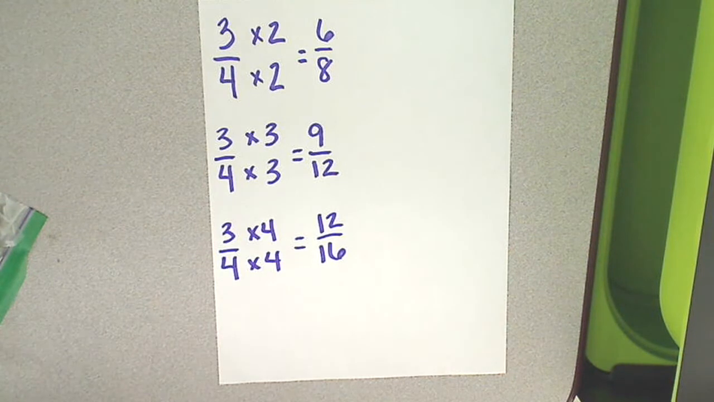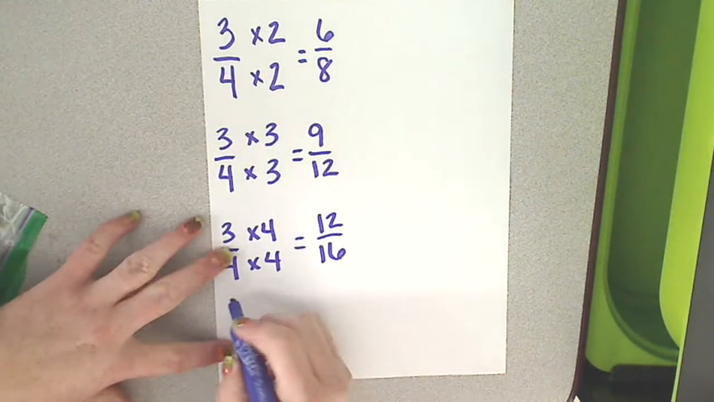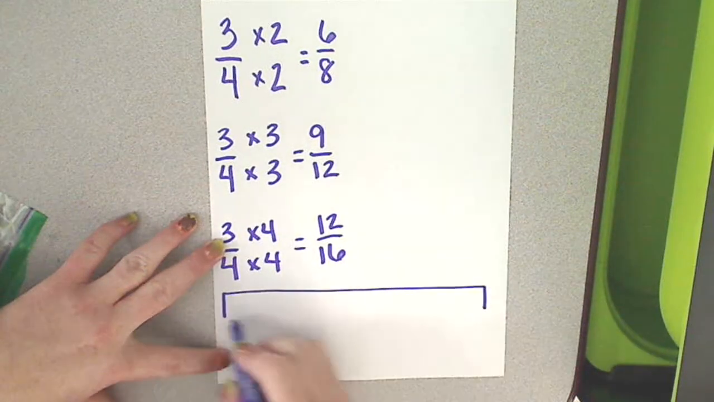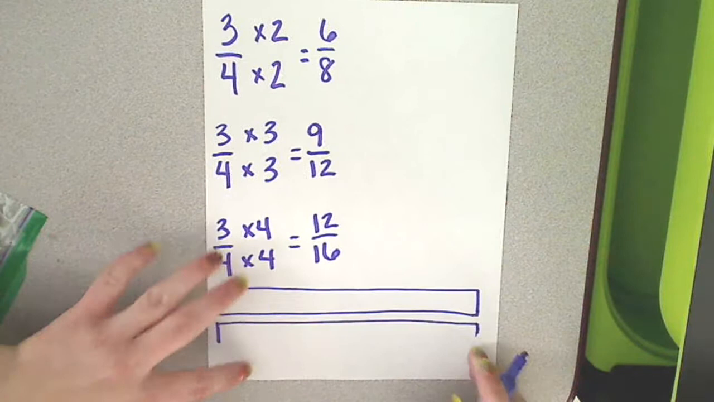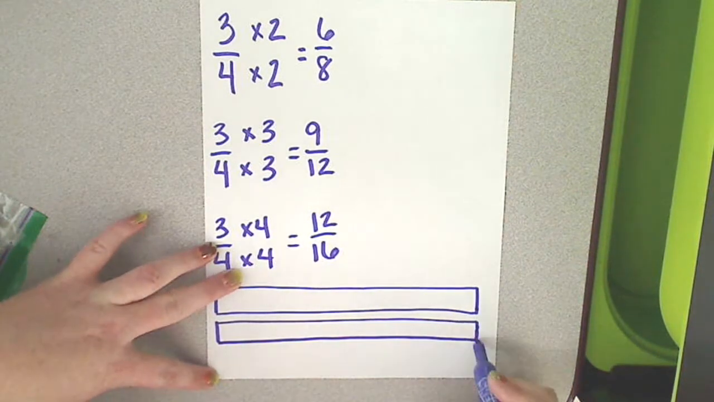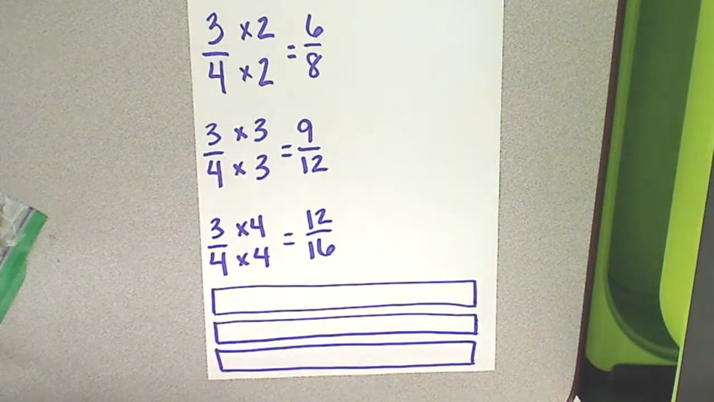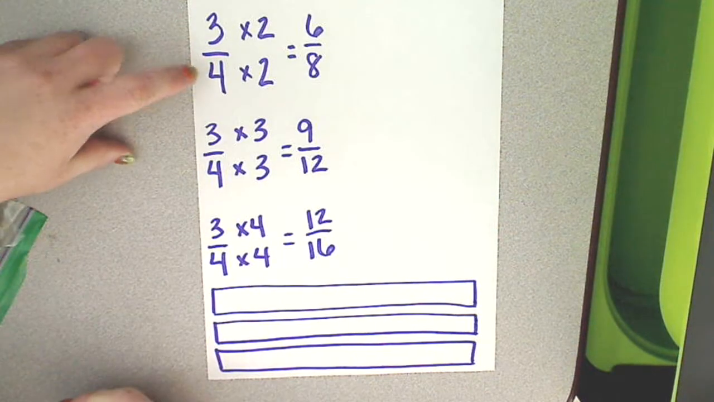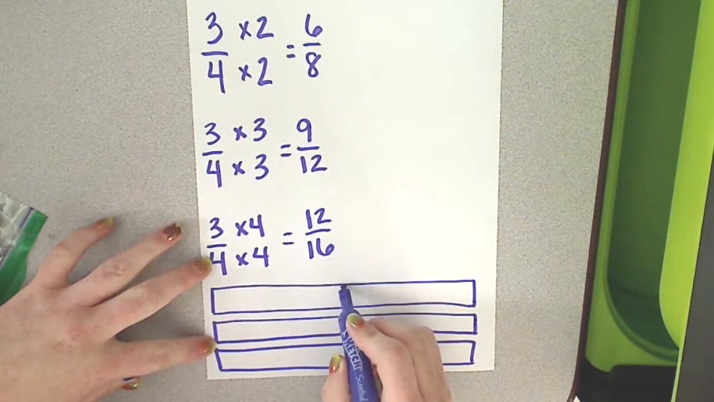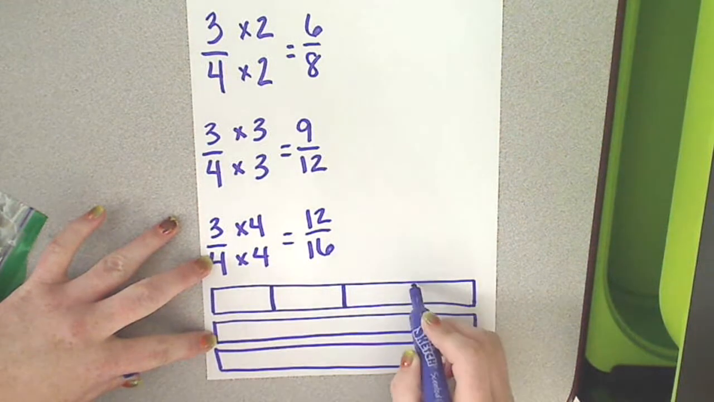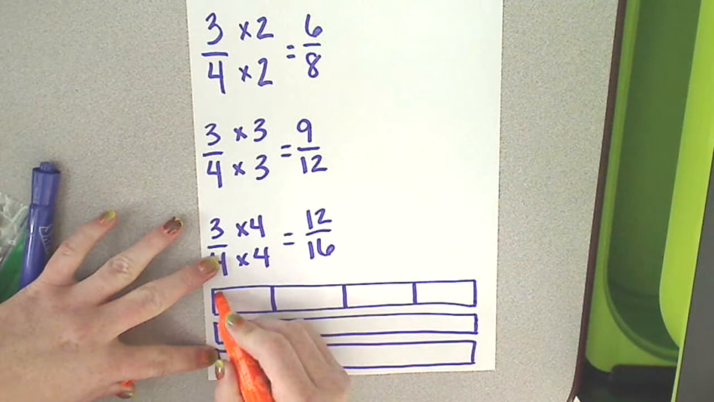So let's take a look at why. I'm going to draw 3 fraction bars. I'm going to start by splitting my first one into 4 pieces. So I split my first bar in half and then split those halves in half to get quarters. And I need to color 3/4.